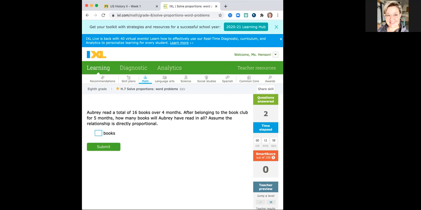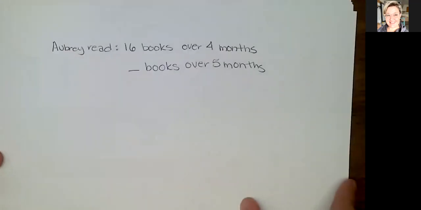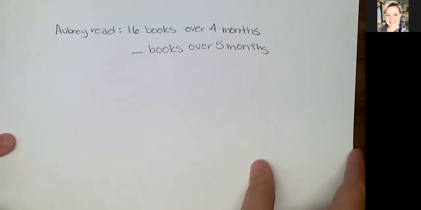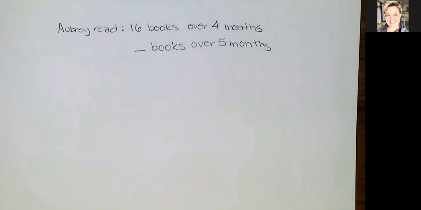We don't have to worry about any variables there. So if she reads a total of 16 books over 4 months, how many books will she read over 5 months? We're going to go ahead and put that on the cam. I already wrote down the notes for us, so I'm just going to get switched over. Here we go. Aubrey read 16 books over 4 months. So how many books does she read over 5 months?